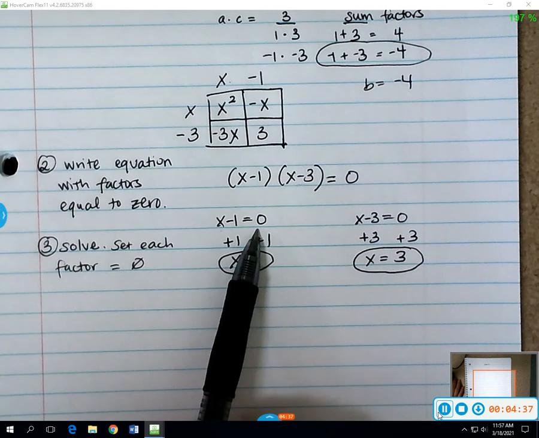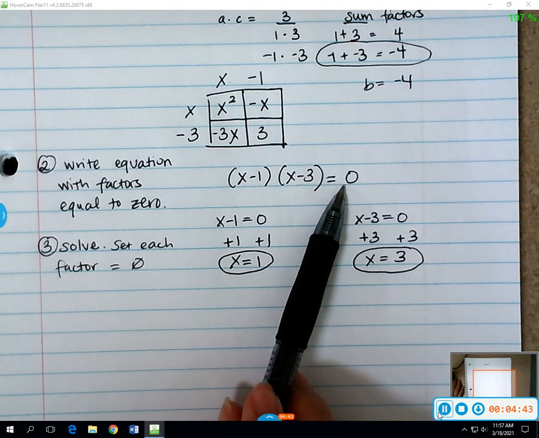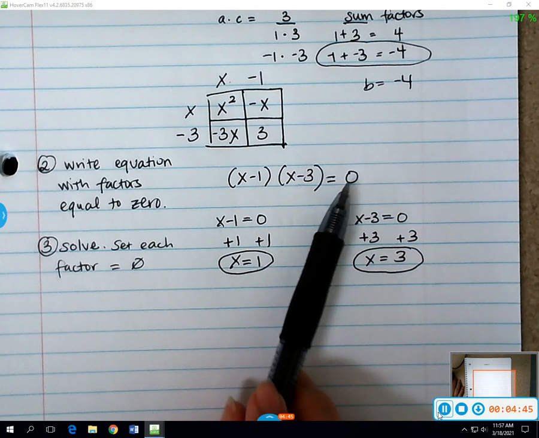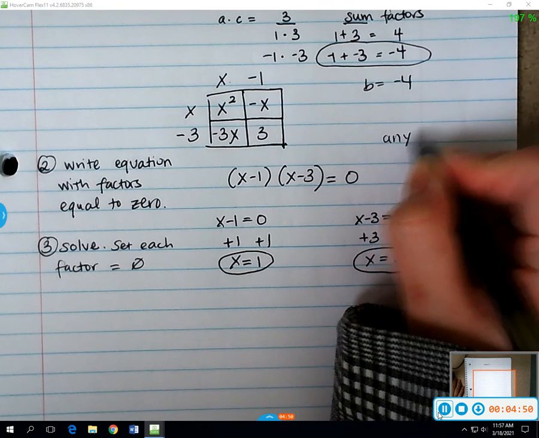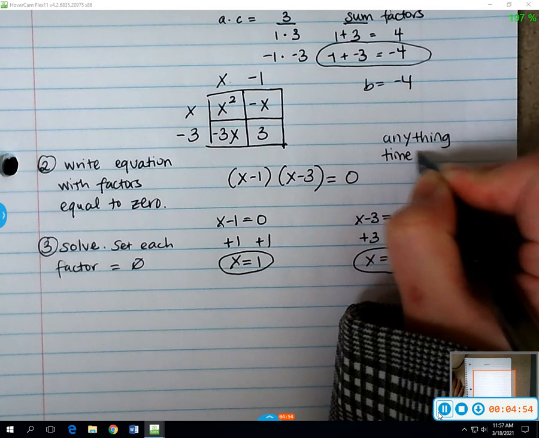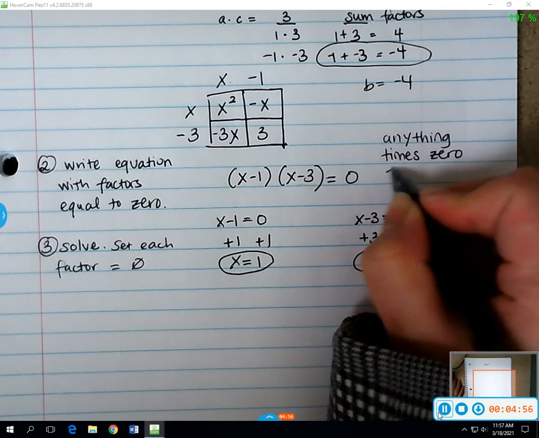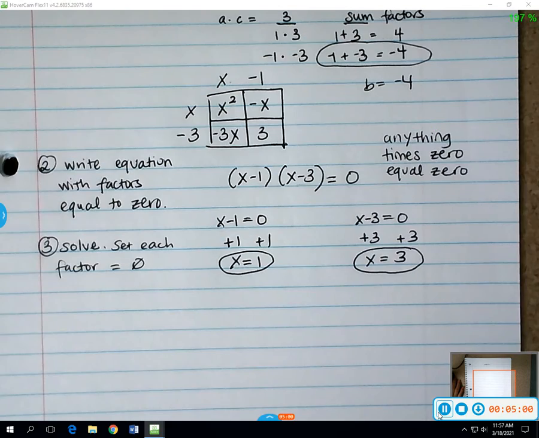The reason why I set each of these equal to 0 is because we need to remember a fundamental rule when it comes to products. Remember that anything times 0 is going to equal 0. We know this as a rule. Any number times 0 equals 0.